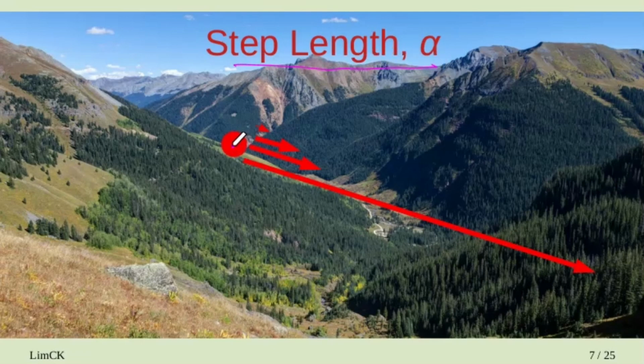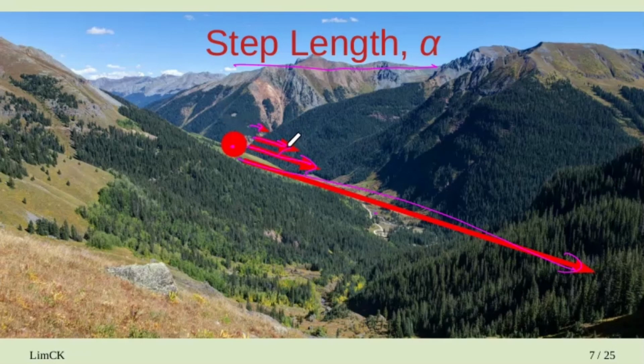So the step length alpha is how far we want to move. Let's say we are standing here, and we already determined this is the direction we want to move. We can choose to move a bit only, or a bit further, or very far. What's the difference? If the distance is too short, we will need to take a lot of steps to reach the minimizer.